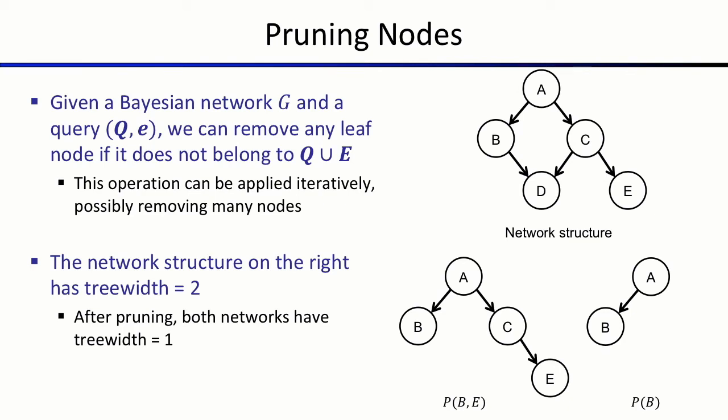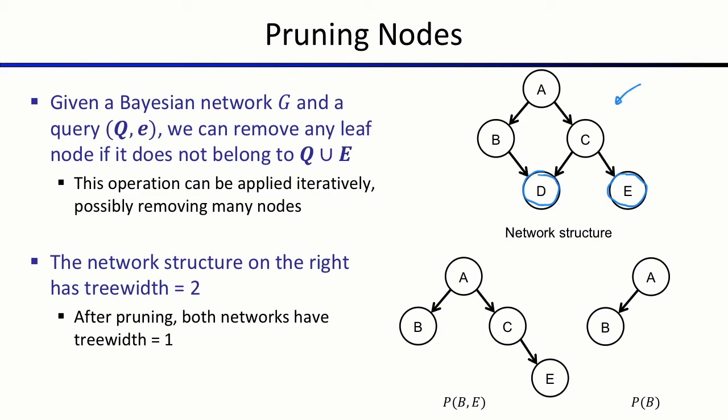The idea of pruning nodes is very simple. We can prune any leaf node that does not belong to the query or to the evidence. For instance, we have this network here, and we have two leaf nodes. The leaf nodes are the nodes that have no outgoing edges. So we have this leaf node here, and we have this leaf node here. These are the two that we can initially prune. If we prune a leaf node, some other leaf nodes may appear. In this case, we can recursively apply this idea until we get into a situation where we cannot prune nodes anymore. So let's take a look at two examples.